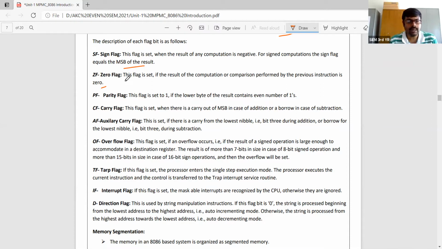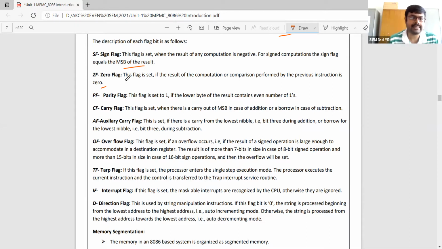Next, the auxiliary carry flag, that is called the AF. This is set if there is a carry from the lowest nibble, that is bit 3, during addition, or a borrow from the lowest nibble, that is bit 3, during subtraction. So that is the task of the auxiliary carry, and the notation is AF.